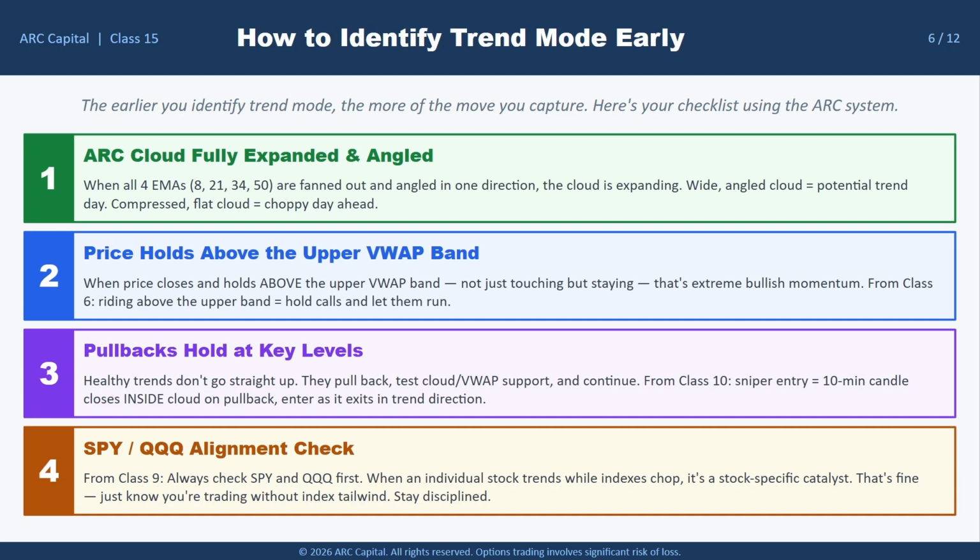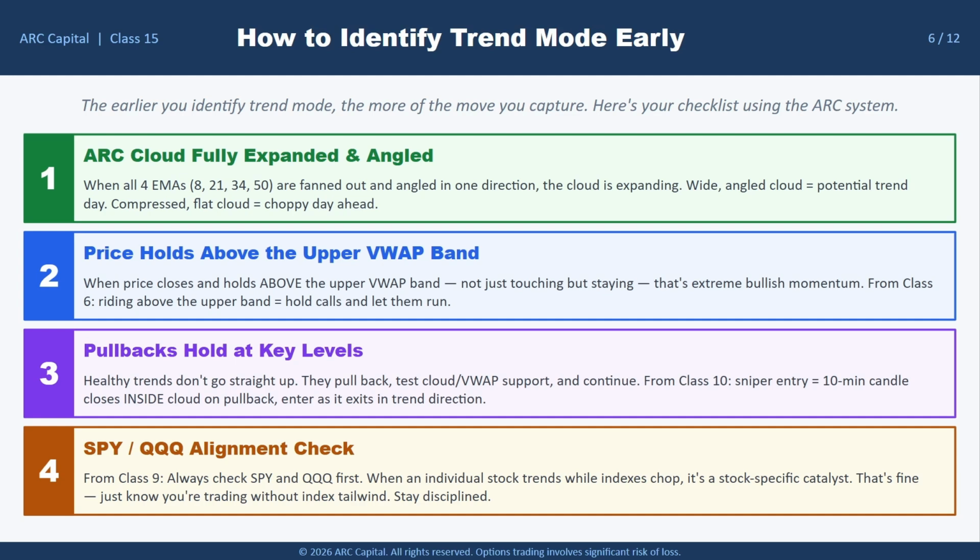Right? Usually after seeing a test of that middle VWAP band and that cloud, you see some sort of expansion, close above the VWAP band. You don't want to see it go back down into the middle VWAP while you're looking for that expansion, right? You want to see closes above for that continuation.